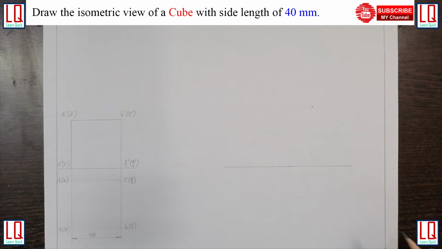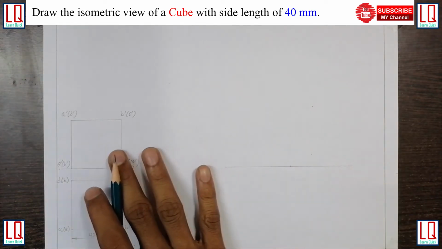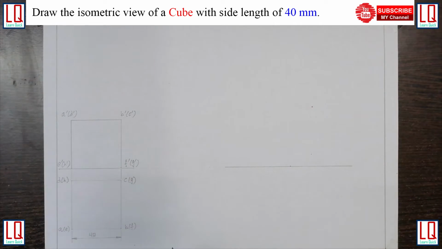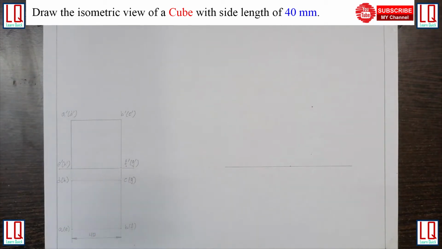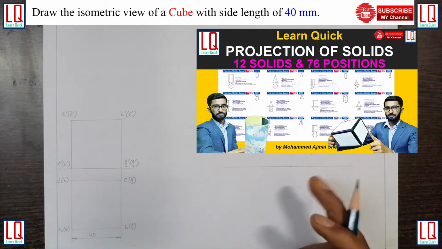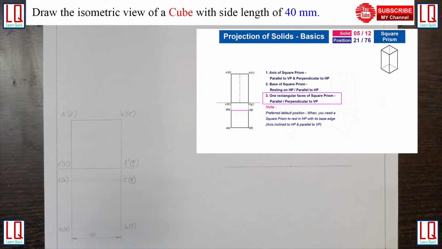So the given question in the problem is, draw the isometric view of a cube with side length of 40 mm. In this drawing, I have drawn the front view and top view of a cube already here. To understand how the front view and top view is drawn, you have to watch the previous video lecture, Projection of Solids, Basics, Solid number 5, Question number 21. The link to watch the video is given in the description.